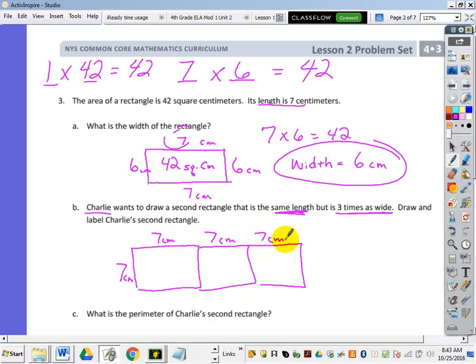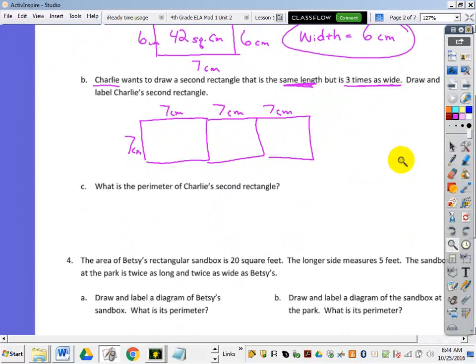Oh, you did it on letter B here? No, I did it on this one, Draw and label Charlie's second rectangle. Draw and label. Okay, so what is the perimeter? I did it on page 9. That can't be the same question, right? We're working on it right now? It says something about Betsy. Betsy, yeah. That's not... In 20 square feet and 5 feet.